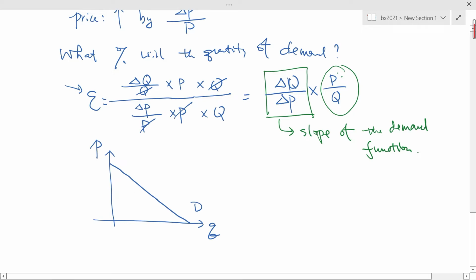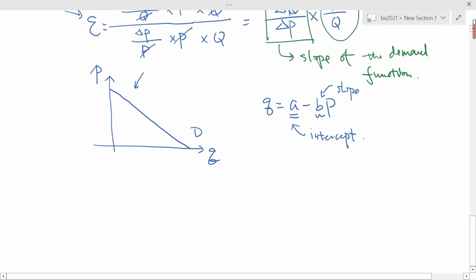So we know that the linear demand function looks like this, and we can capture this by a mathematical equation. Q is equal to A minus BP. A is some parameter, and B is another parameter. B is the slope, and A is what we call the intercept. For example, a demand function could be Q is equal to 10 minus P.